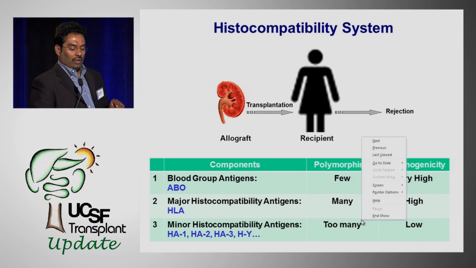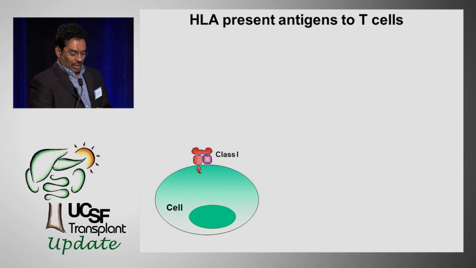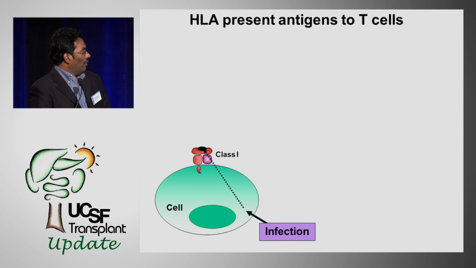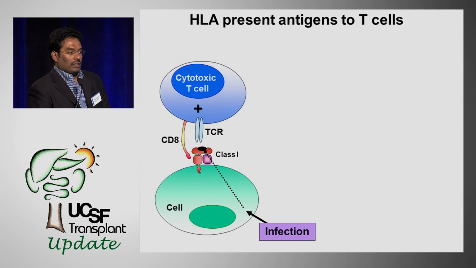Because HLA molecules are the ones that present the foreign peptides, the viral peptides, to our immune system. So every single cell in our body expresses HLA class 1 molecules. So if you get an infection, the infectious material or the viral proteins are loaded in the context of our self-HLA class 1, which is presented ultimately to a subset of T lymphocytes.